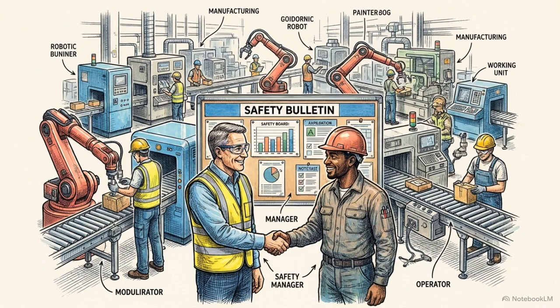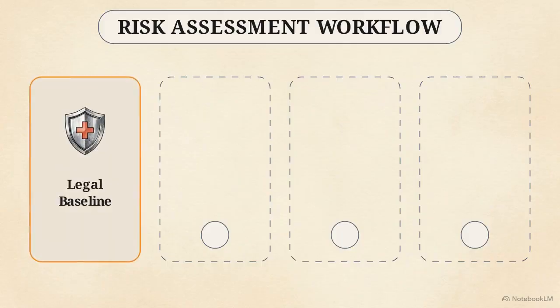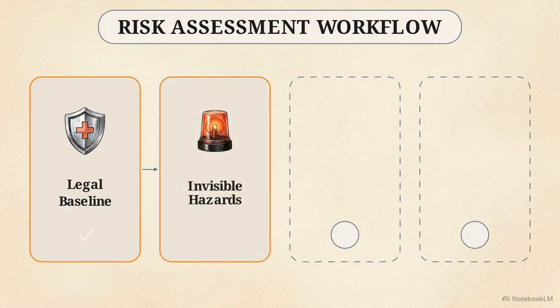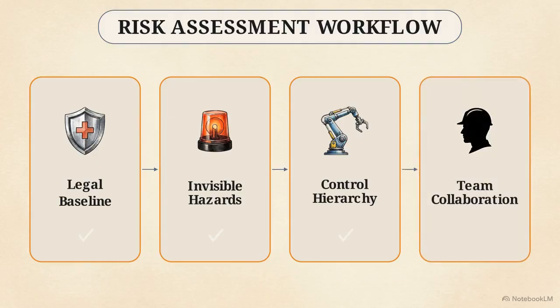Safety flows from the top down. An assessment is only as effective as a leader's willingness to champion it and accept feedback from the floor. Consider the completed risk assessment document now sitting in front of you. You have defined the legal baseline, mapped invisible hazards, applied a strict control hierarchy, and adopted a collaborative mindset.